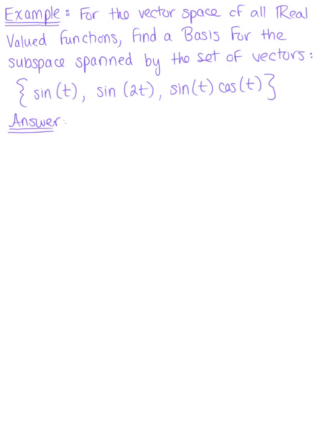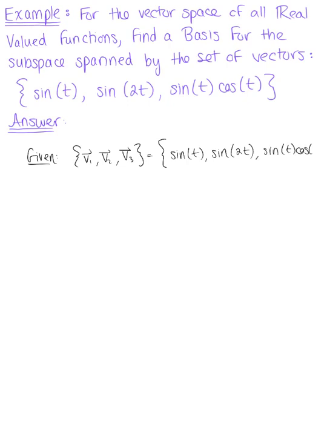For the vector space of all real-valued functions, find a basis for the subspace spanned by the set of vectors. So here we are given a set containing 3 vectors. So we have vector v sub 1, vector v sub 2, vector v sub 3, being defined by vector v1 is sine of t, vector v sub 2 is sine of 2t, and vector v sub 3 is sine of t cos of t.